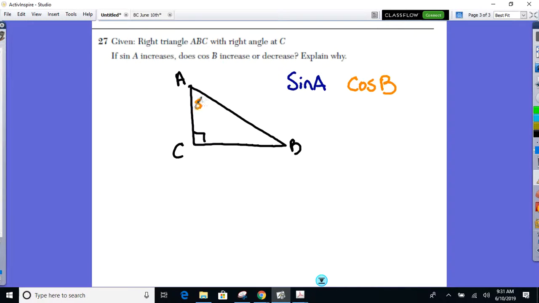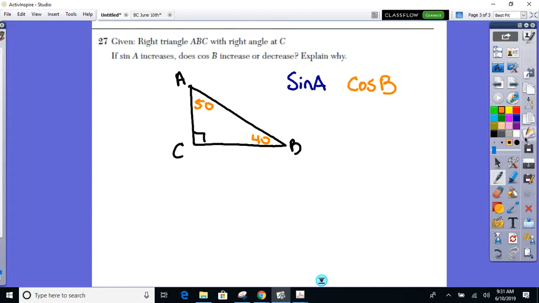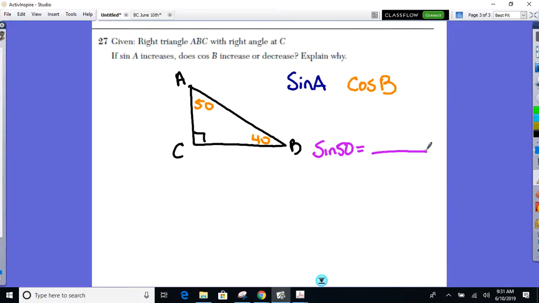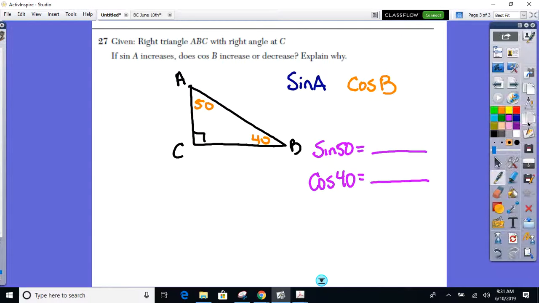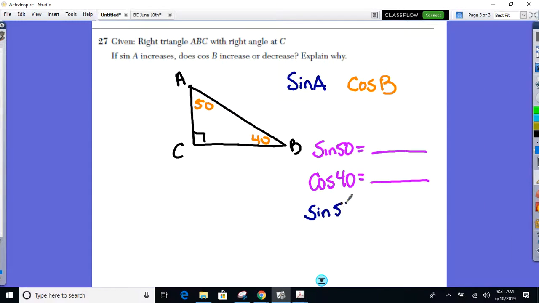So you could do it this way. Let's pick 50 here and 40 here. So we could go ahead right now and do, all right, sine of 50 is equal to whatever you found. Cosine of 40 is going to be equal to it, and these are going to come out to be the same, because when the angles add to 90, they're equal. So now for your next one, sine of A is going to increase. So how about sine of 52? And then pick cosine of 30.